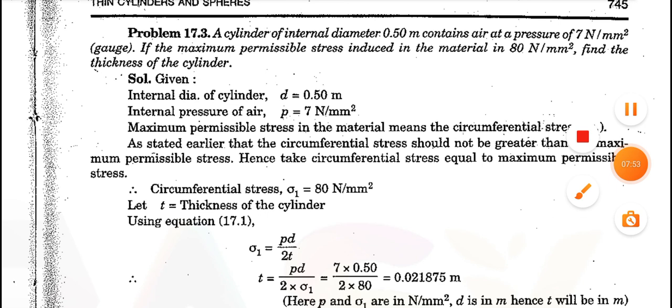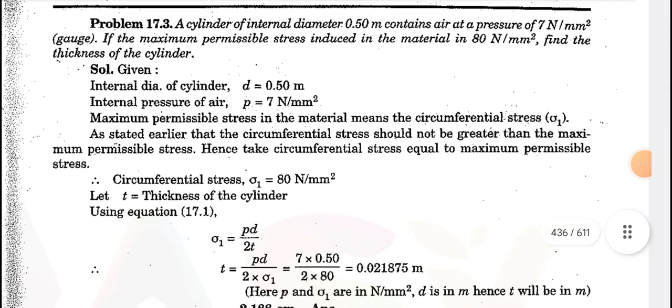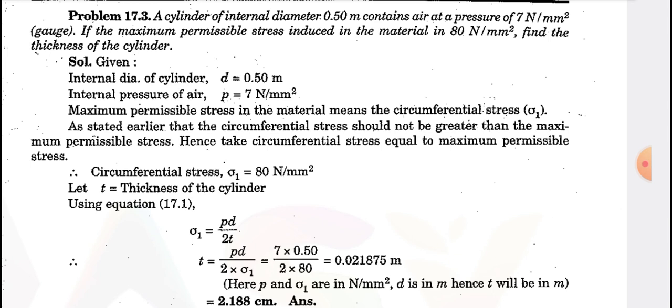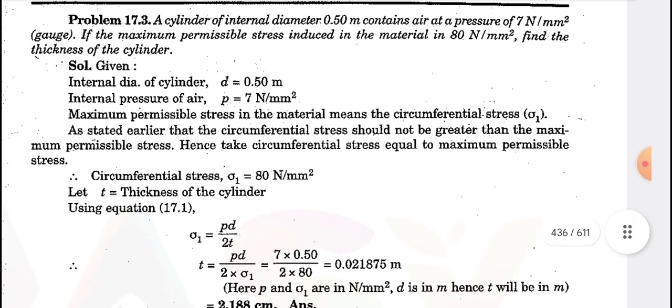Similarly, we go for the next one. The cylinder of internal diameter 0.5 meter contains air at a pressure of 7 Newton per mm square, that is a gauge pressure. If the maximum permissible stress induced in the material is 80 Newton per mm square, the maximum permissible stress is nothing but the circumferential stress. Find the thickness of the cylinder.